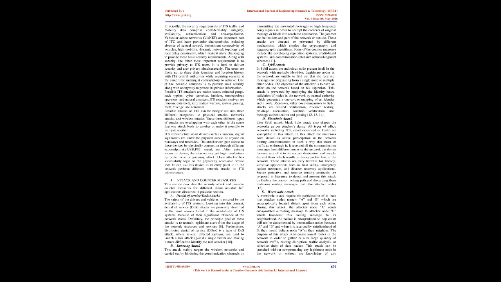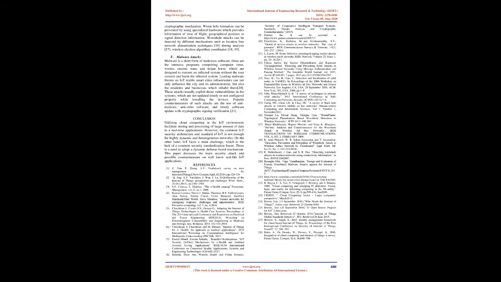B. Jamming attack. This attack mainly targets wireless networks and is carried out by hindering the communication channels, transmitting unwanted messages or high-frequency noisy signals in order to corrupt the contents of the original message or block it from reaching the destination. The jammer can be an insider, part of the network, or an outsider. These attacks are detected or prevented by different mechanisms which employ cryptography and steganography algorithms. Some of the countermeasures include developing reputation systems, credit-based systems, and communication-intensive acknowledgement schemes.